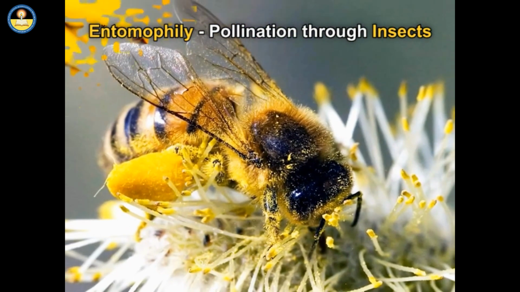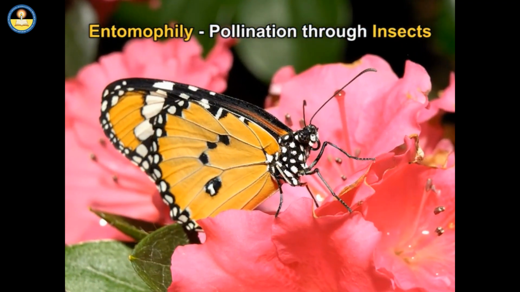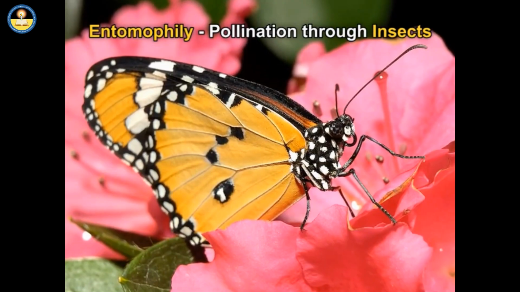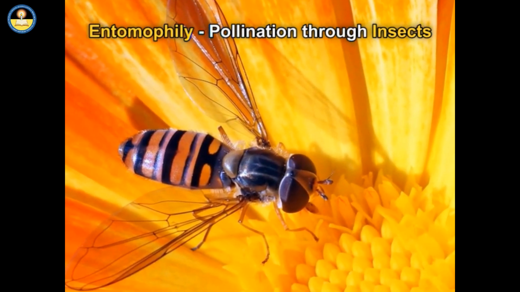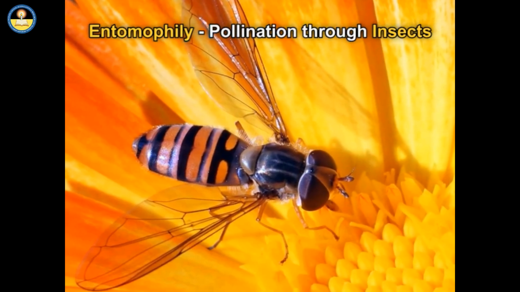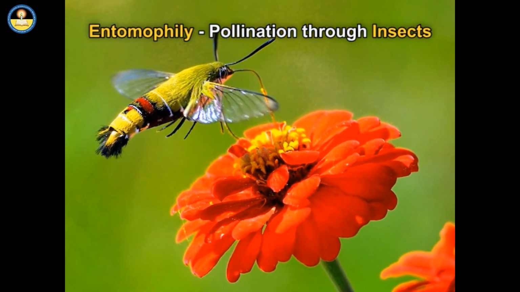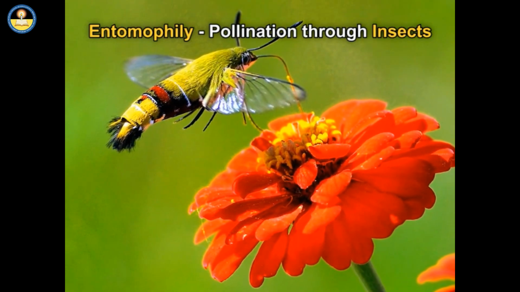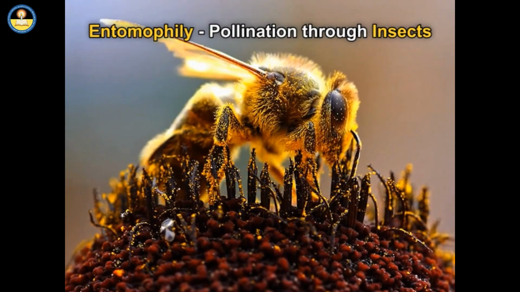Bees, moths, butterflies, all these act as the agents of pollination. Insect-pollinated flowers are usually large, conspicuous, and brightly colored. These flowers usually have a pleasant fragrance and sweet nectar. Their pollen grains are usually rough or sticky.